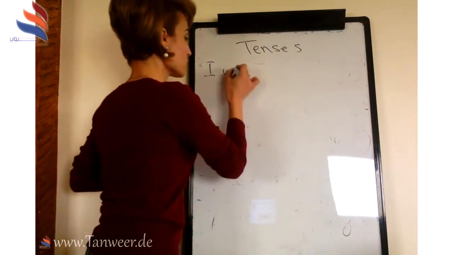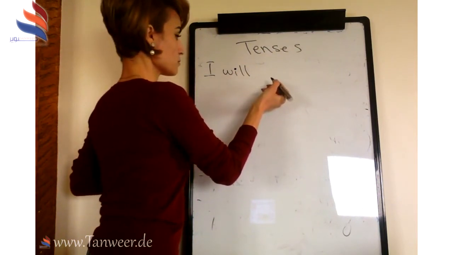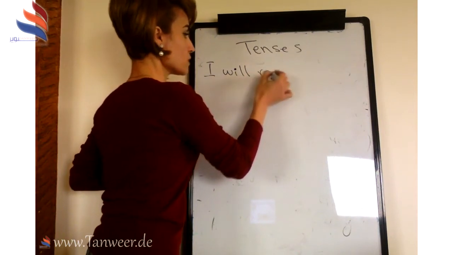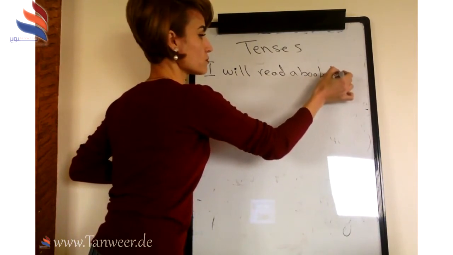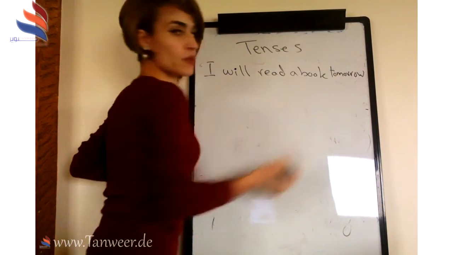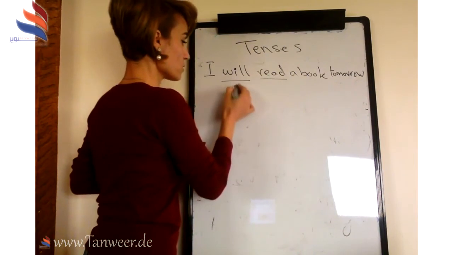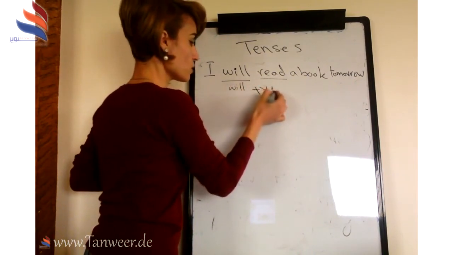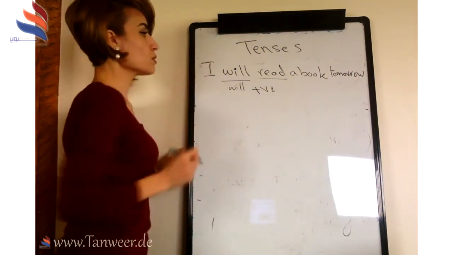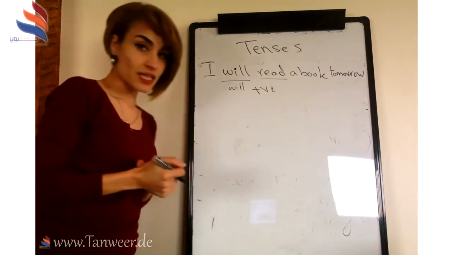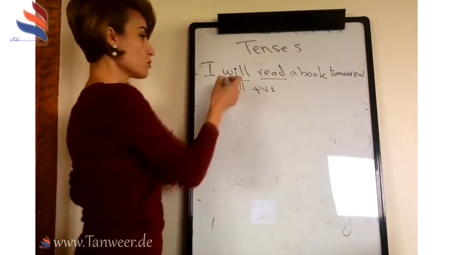I will read a book tomorrow. Okay? I will read. So I used here will plus verb 1, or the first form of the verb, or infinitive. You can call it whatever you want. I will read a book tomorrow. This is a simple future sentence, by the way, which is will and the verb.